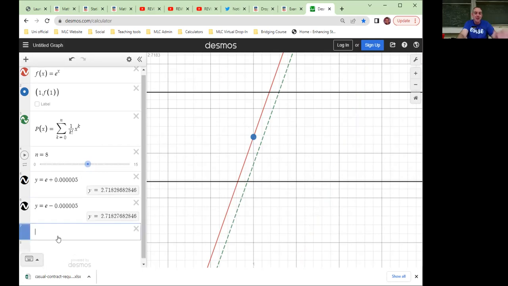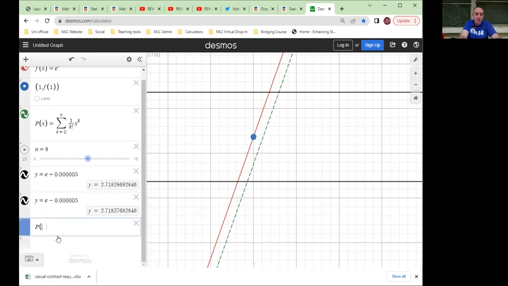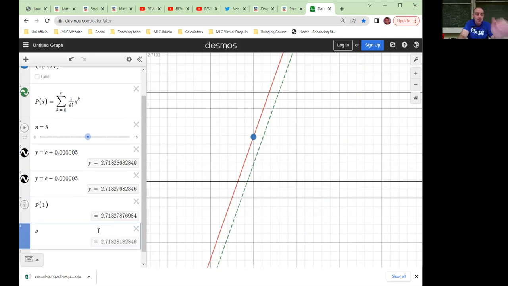Cool. So let's just actually ask, what is P of 1? And what is e? So e is 2.718281, and this is 2.718278. So within 0.00003 of the answer. That's how far apart they are. And we had to get it to n equals 8 to get it within that closeness.